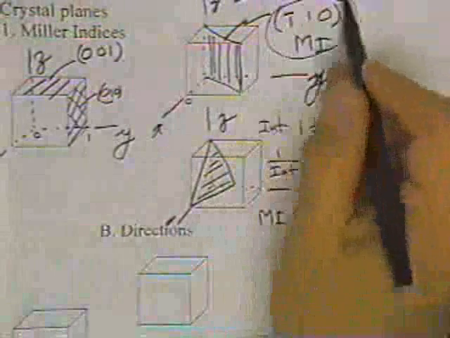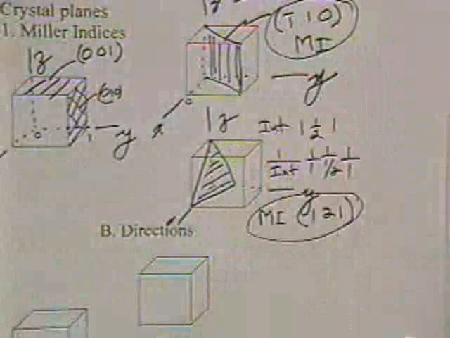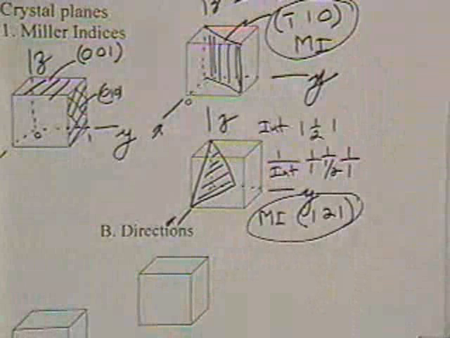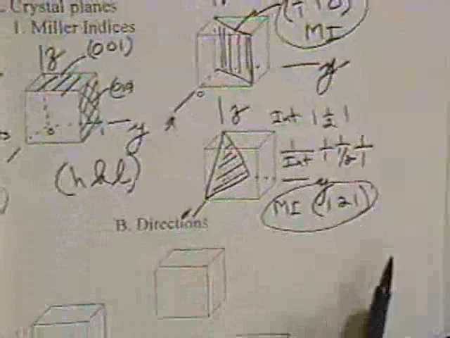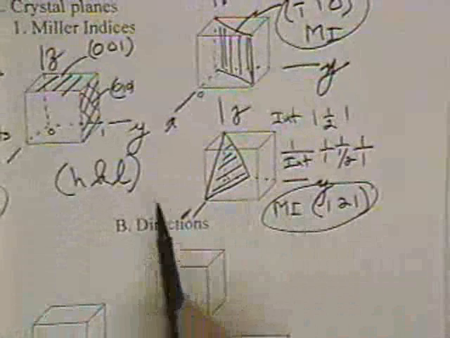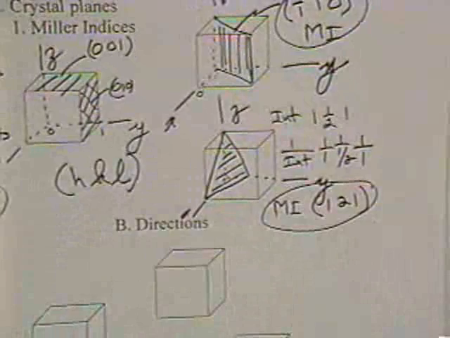Okay? So I hope you have a little sense of how you might determine the Miller indices. And they are very important actually when you talk about slip processes, cold working of material. Now, these Miller indices are designated H, K, L. So for the 1, 2, 1, H would be 1, K would be 2, L would be 1.